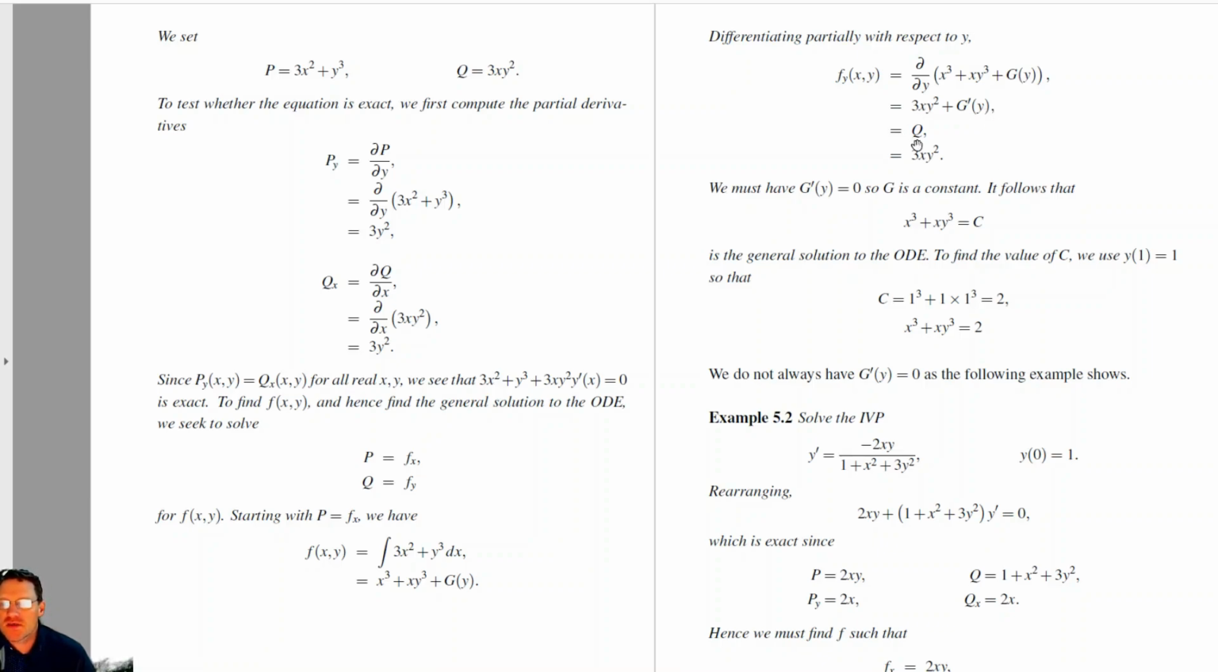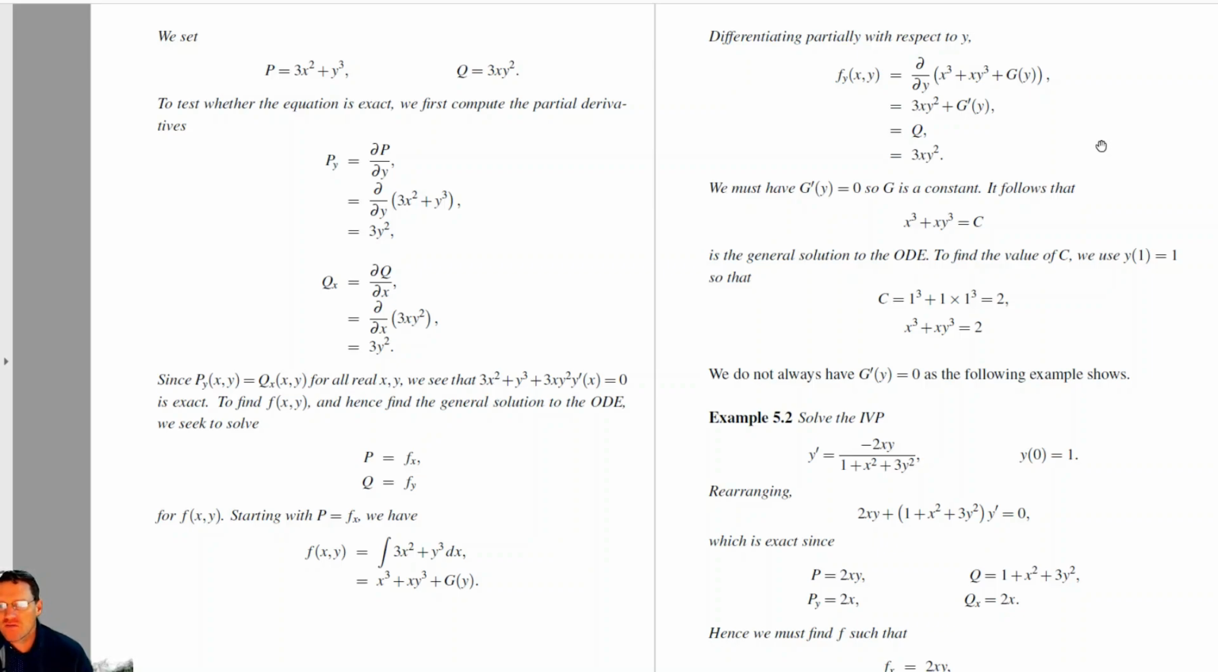It's the derivative of that function with respect to y. Okay, now we know that this is supposed to be equal to q from our second line at the beginning over here. And so that's what we compare this with. So q was 3xy squared, okay? So then we see 3xy squared is equal to 3xy squared plus g dash of y. Well, that tells us that g dash of y is equal to 0. And so integrating with respect to y just tells us that g must have been a constant.